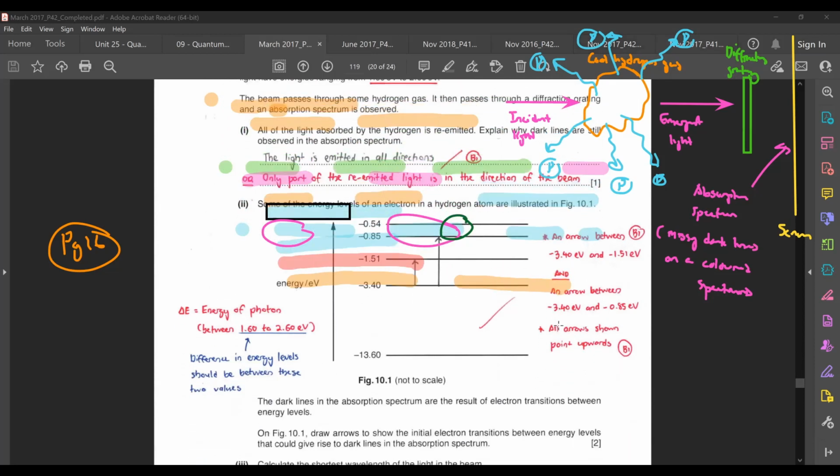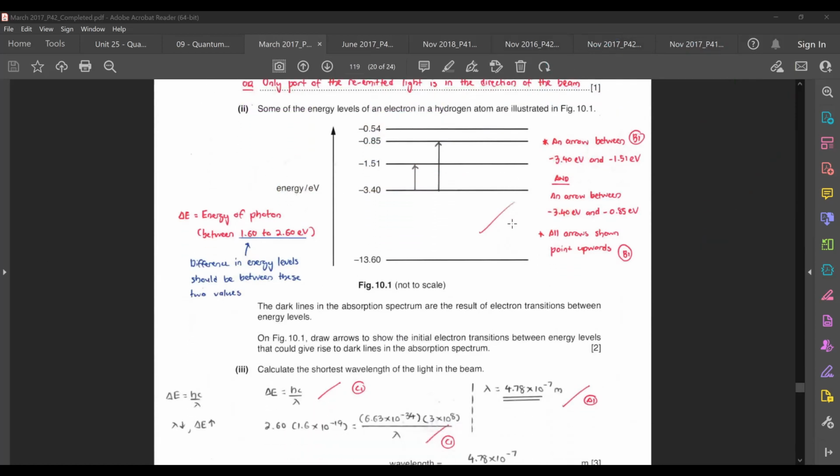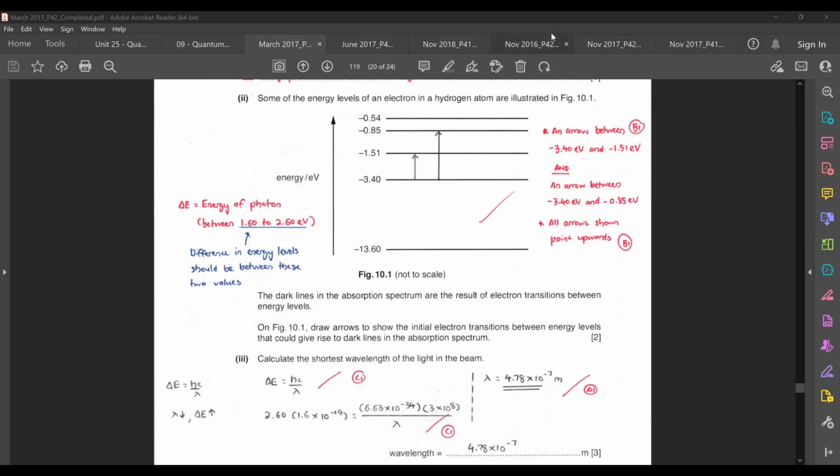Then you move on to part 2 here. I'll just clear off the screen. Now, in part 2 of your question, some of the energy levels of an electron in a hydrogen atom are as illustrated in the figure below. The dark lines in the absorption spectrum are the result of the electron transitions between the energy levels. On figure 10.1, draw arrows to show the initial electron transitions between energy levels that could give rise to the dark lines in the absorption spectrum. So draw arrows that could give rise to the dark lines in your absorption spectrum.